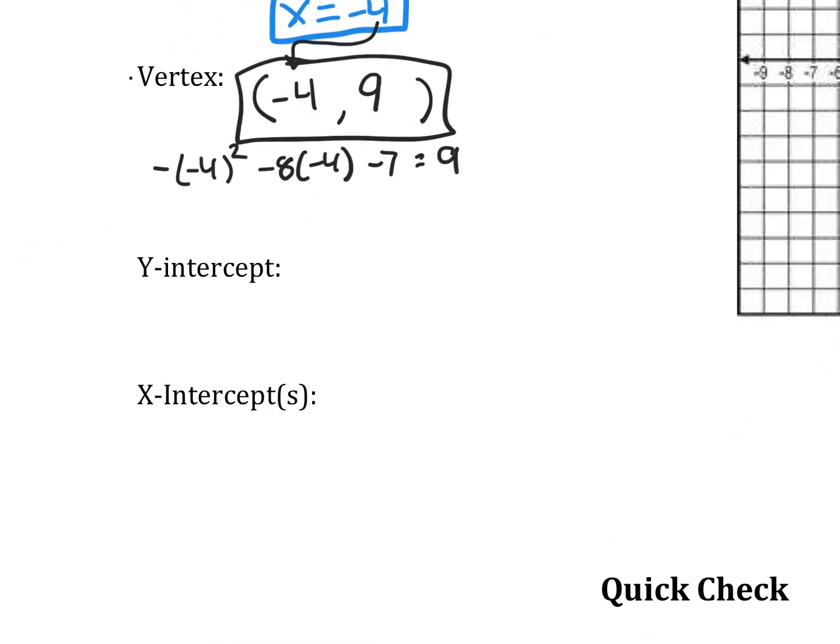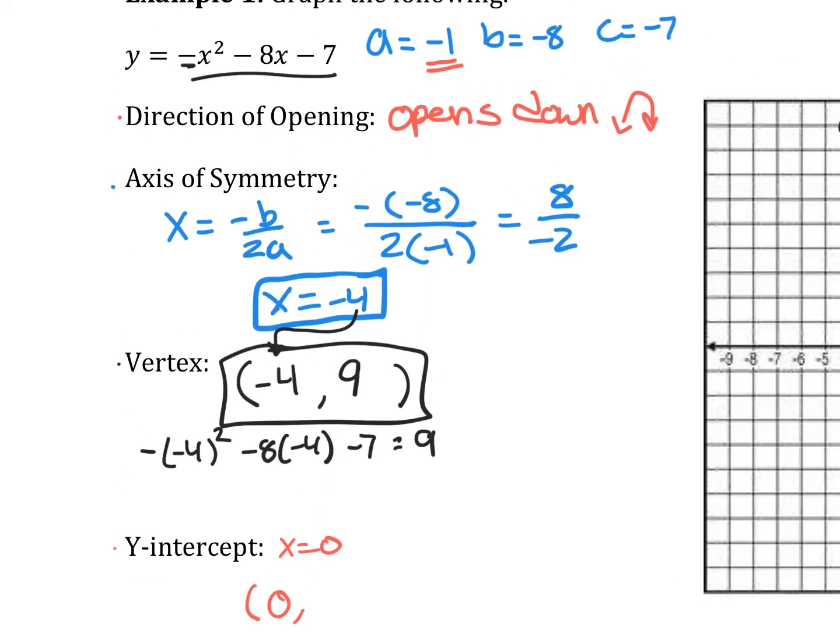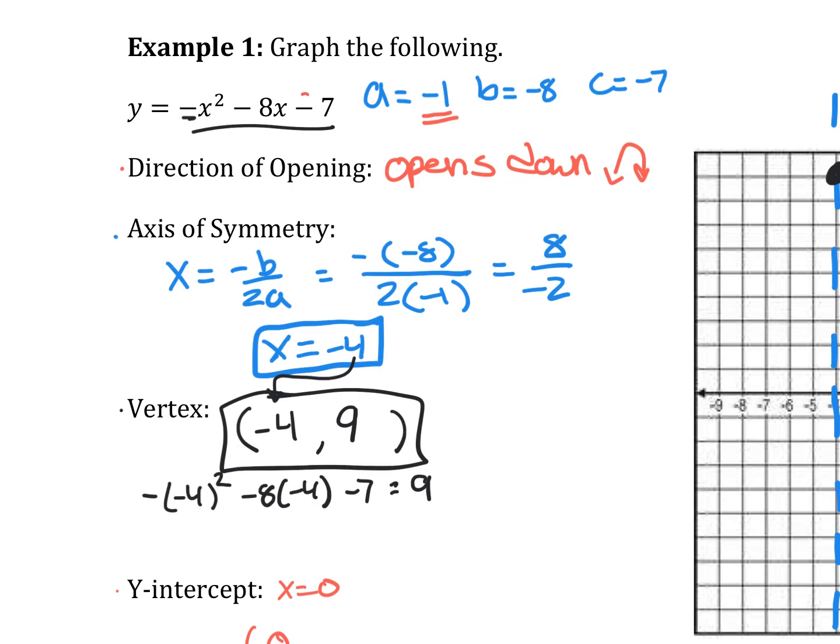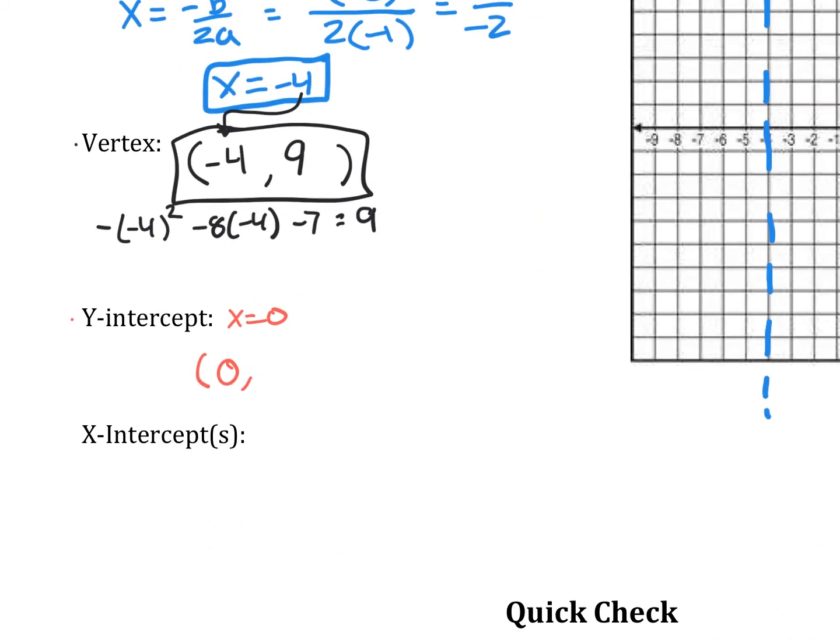Then the y-intercept, this is where x equals 0. And so in this case, when we plug in 0 for x, we'll just be left with our c term. This will cancel, that'll cancel, it'll become 0. So it'll be 0, negative 7 for our y-intercept.